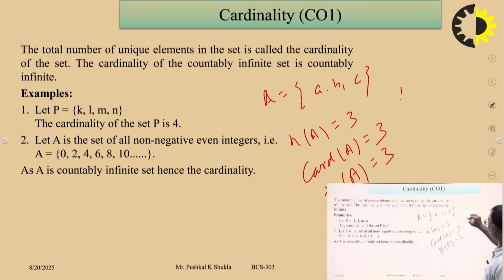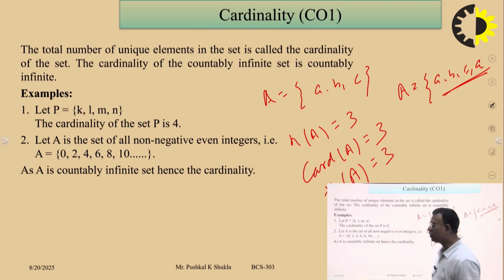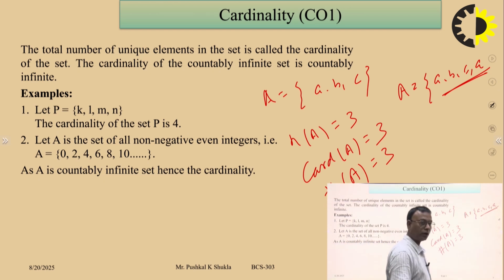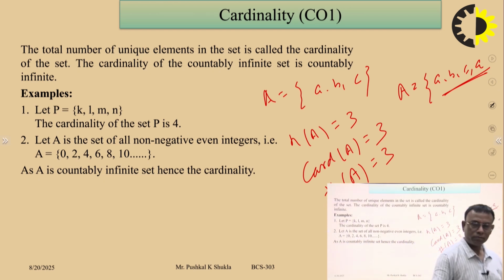If a set A has a, b, c and a again, repetition is not allowed, we avoid repetition, we do not allow it in a set. If someone allows it, this is an example of a multiset. So in this case, the cardinality of this A is also 3.